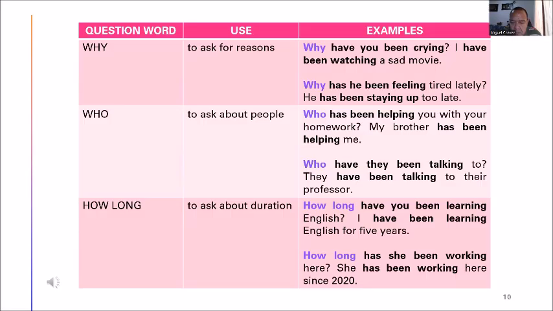The question words how long are used to ask about duration. How long have you been learning English? I have been learning English for 5 years. How long has she been working here? She has been working here since 2020.